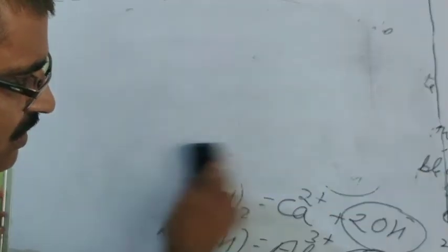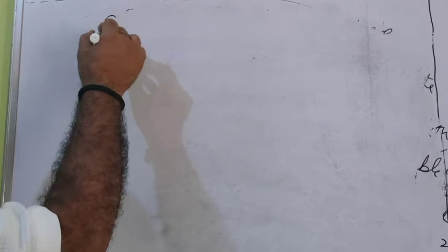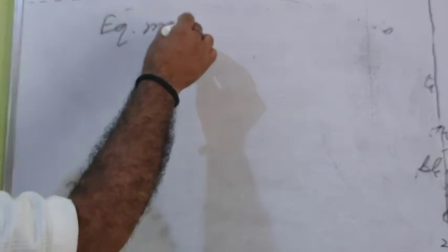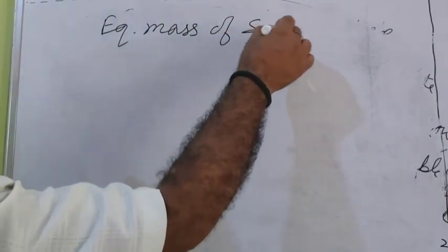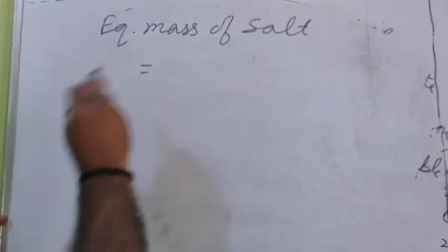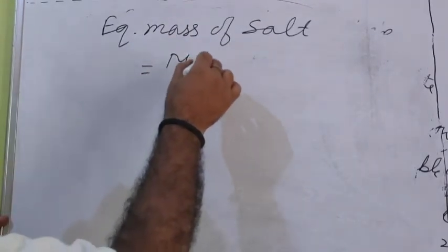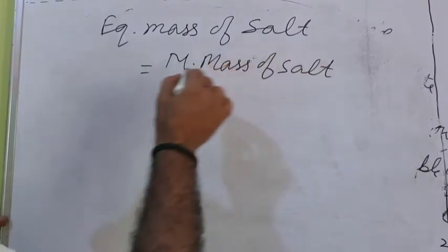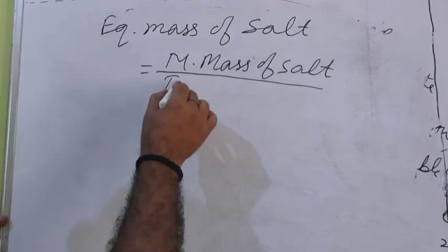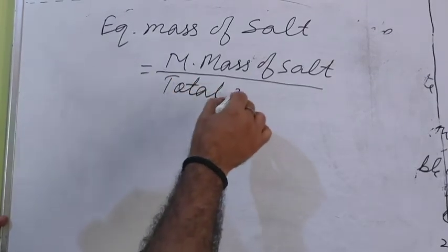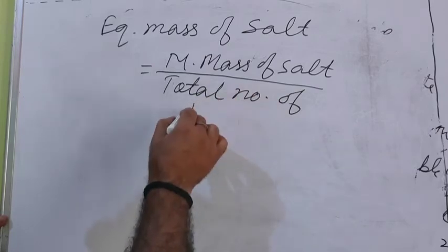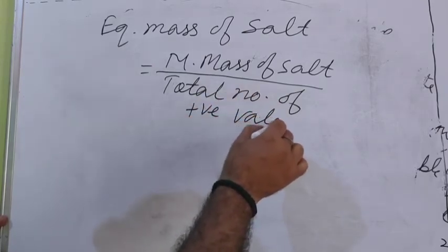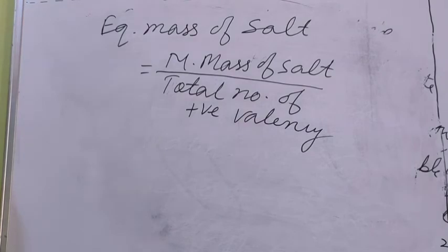Now, the equivalent mass of salt is equal to molecular mass of salt upon the total number of positive valency. Total number of positive valency, or you can say negative valency also.